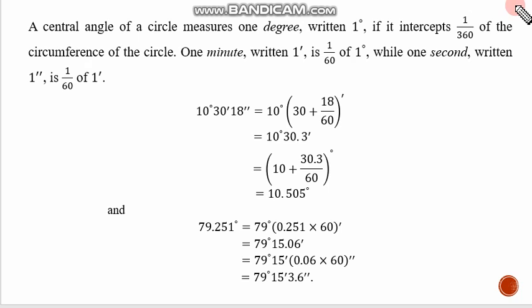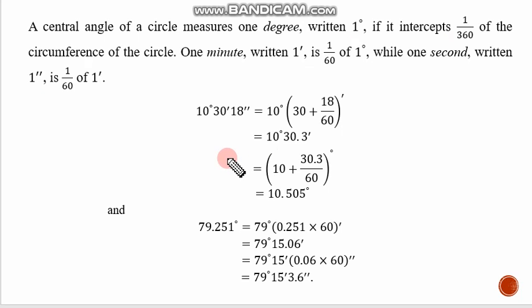A central angle of a circle measures 1 degree, written 1 degree, if it intercepts 1 over 360. So one revolution from 0 to 360 is equivalent to 1 over 360, or 1 degree, in the circumference of the circle. 1 minute is 1 over 60 of 1 degree, while 1 second is 1 over 60 of 1 minute.